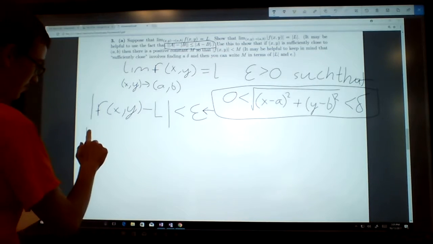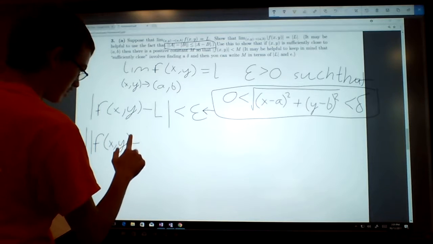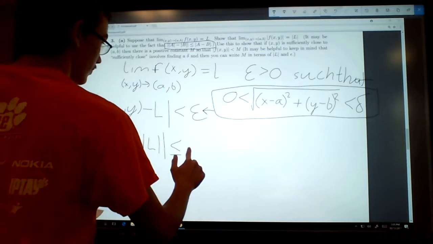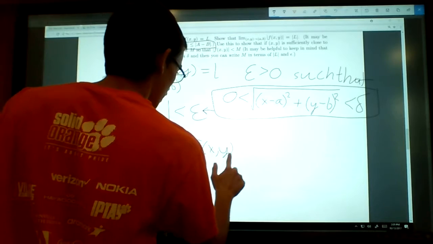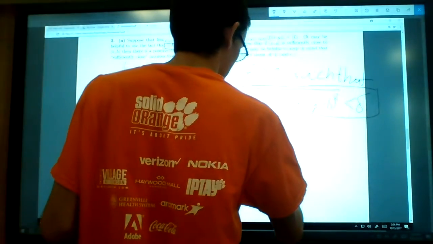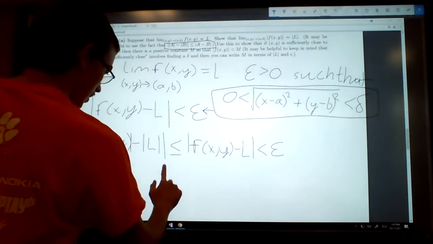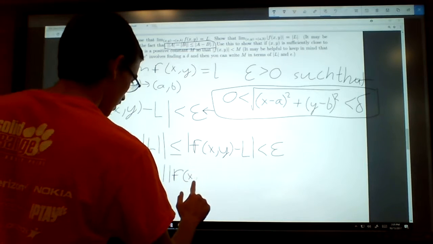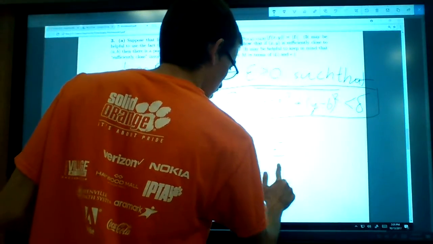we can show that the absolute value of the absolute value of f of (x, y) minus the absolute value of L is less than or equal to the absolute value of f of (x, y) minus L, which, as long as this condition is satisfied, we have already said is less than epsilon. So we are allowed to then say that the absolute value of the absolute value of f of (x, y) minus the absolute value of L is less than epsilon.